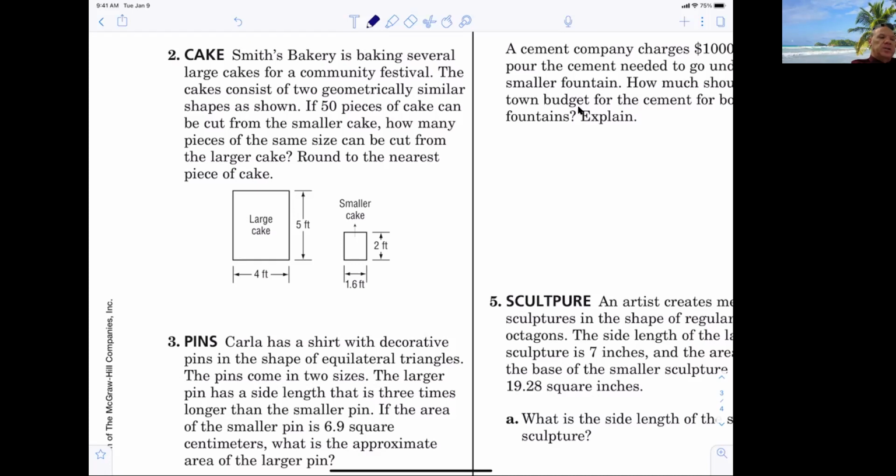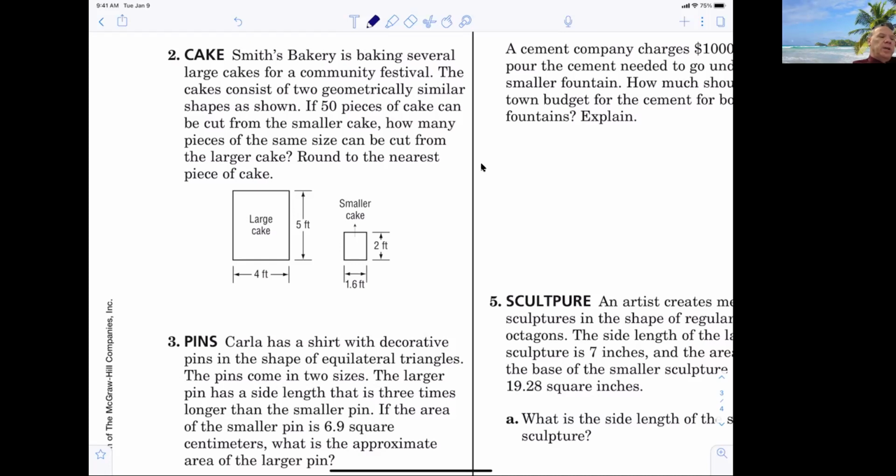Somebody said $6,250. I'm not sure if that's correct. Is that right? You got it? 7,250. 6,250.